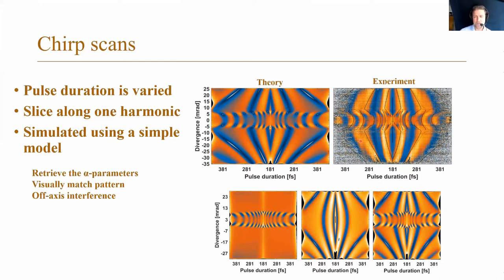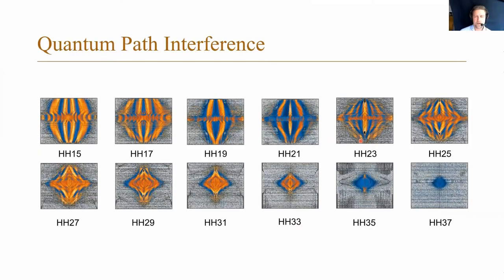Now we can do the same for all the different harmonics that we see, and we see how this pattern changes. We also see that it starts to be more complicated. There is still an on-axis contribution and an off-axis contribution, but in between, something is going on. These lines are breaking up, and we can't really fit these plots with just two trajectories. There is more. The two trajectories we had can only explain the interference on axis.